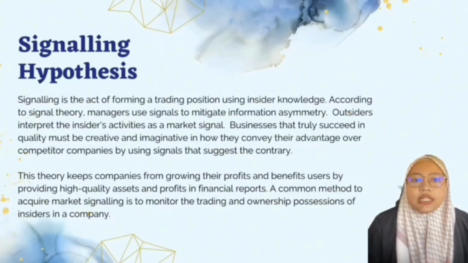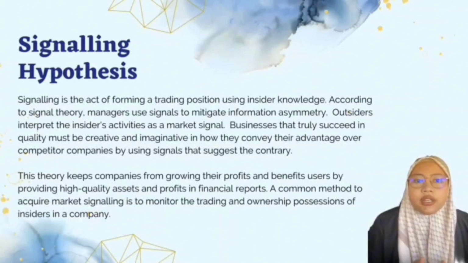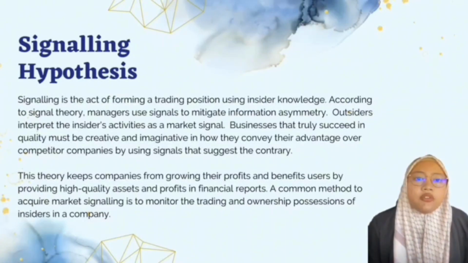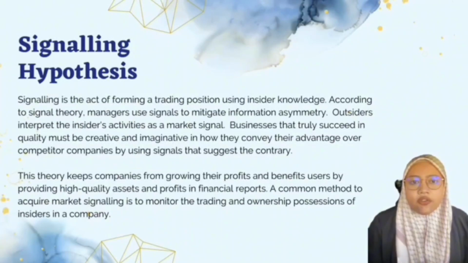Businesses that truly succeed in quality must be creative and imaginative in how they convey their advantage over competitor companies. This theory keeps companies from growing the profit and benefits users by providing high quality assets and profit in financial reports. A common method to acquire market signaling is to monitor the trading and ownership position of insiders in a company. Companies with a bright future will attempt to avoid selling their shares and take advantage of any additional funding needed in other methods such as borrowing money.